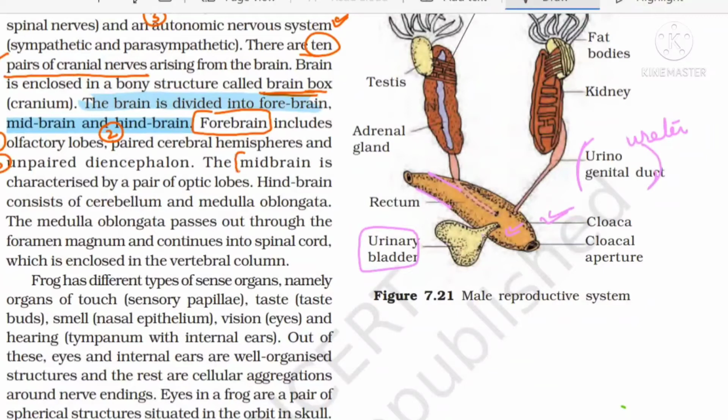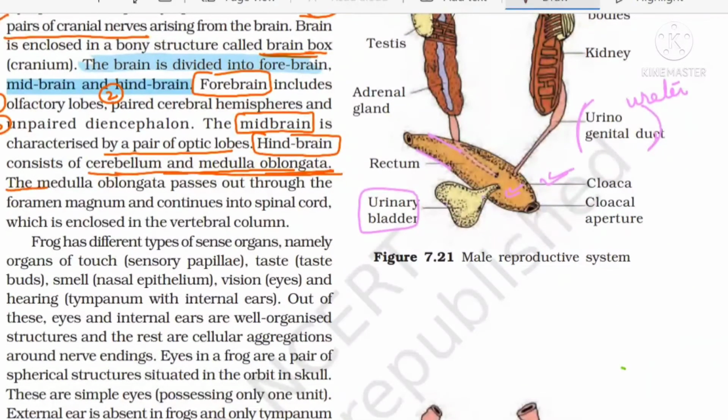What does midbrain include? Midbrain includes a pair of optic lobes. What does hindbrain include? Hindbrain includes cerebellum and medulla oblongata. Please focus here, pons is not mentioned.